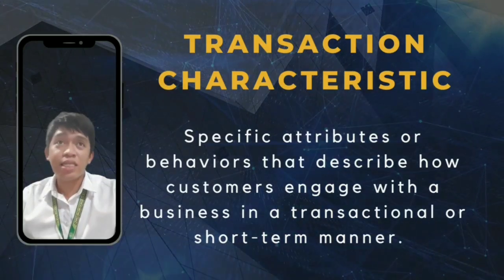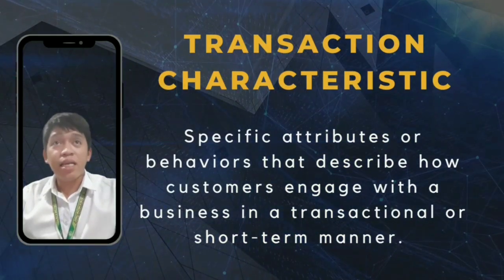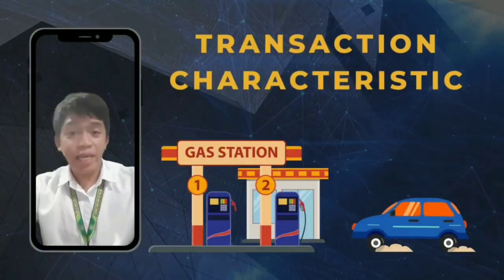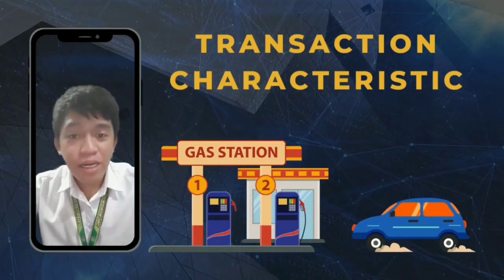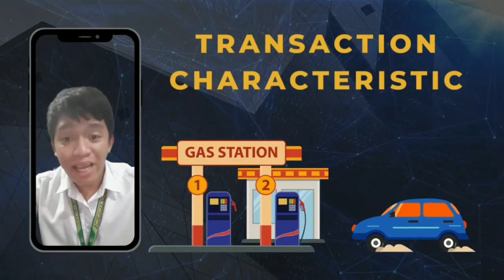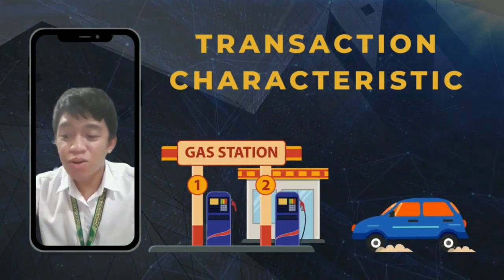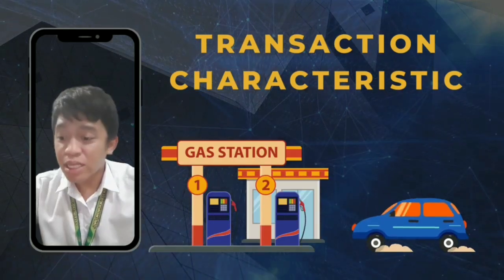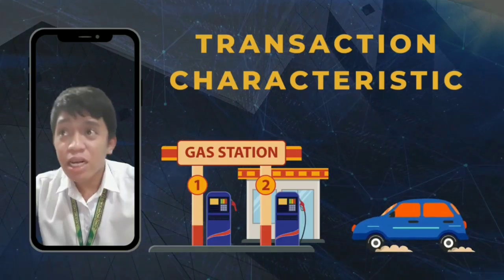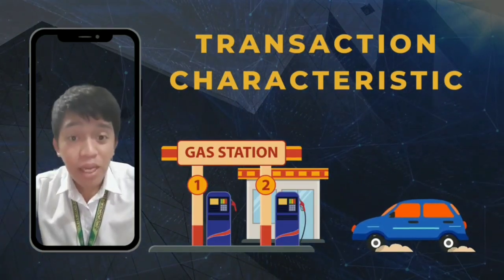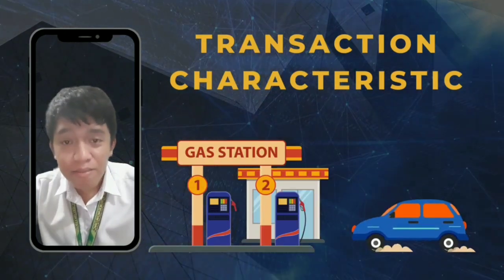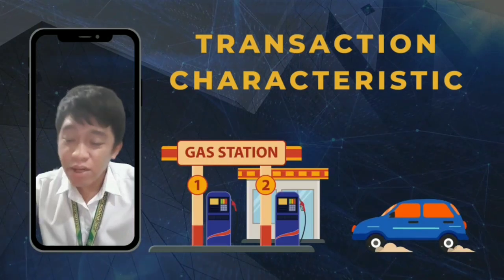So, for example, selling winter clothes. Okay, I have an example here. Scenario: I was driving my car to the gas station to buy some gasoline for my car. So the transactional characteristic there is me purchasing the gas from the gas station. Did you get it? Of course, you did.